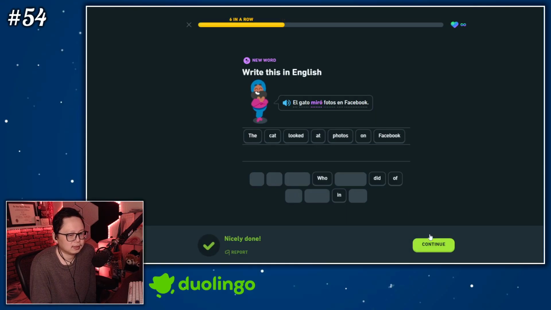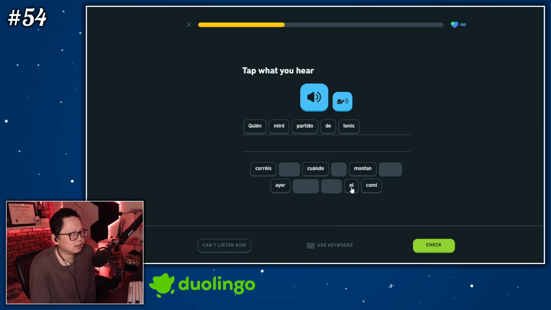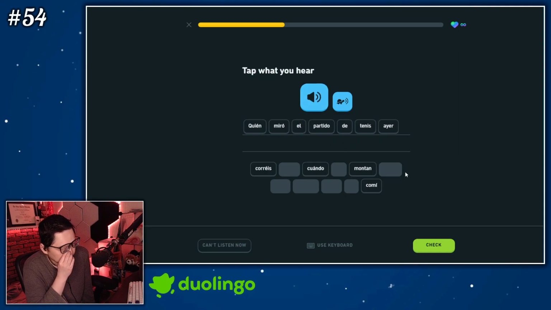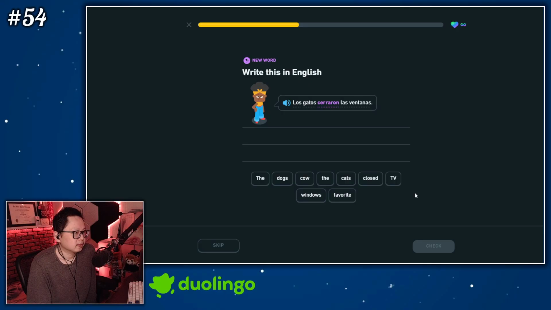Okay. ¿Quién miró el partido de tenis ayer? ¿Quién miró? Miró. Partido de tenis. Ayer. ¿Quién miró el partido de tenis ayer? Who watched? Yeah. Los gatos cerraron las ventanas.